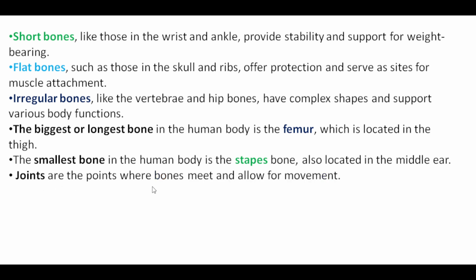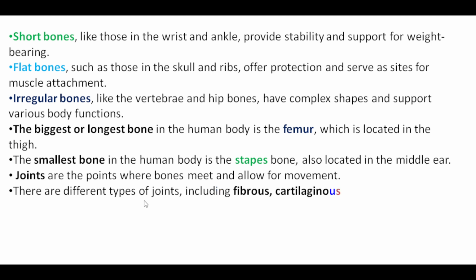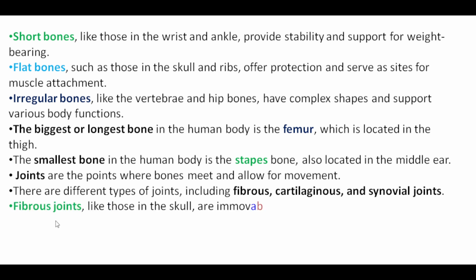Joints are the points where bones meet and allow for movement. There are different types of joints including fibrous, cartilaginous, and synovial joints. Fibrous joints like those in the skull are immovable and provide stability and protection for internal organs.